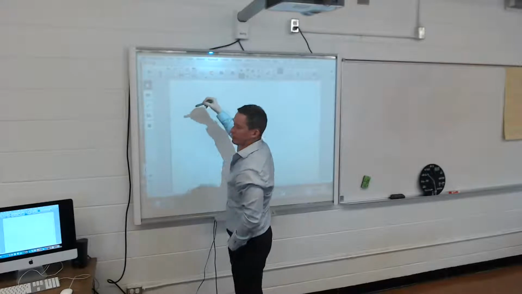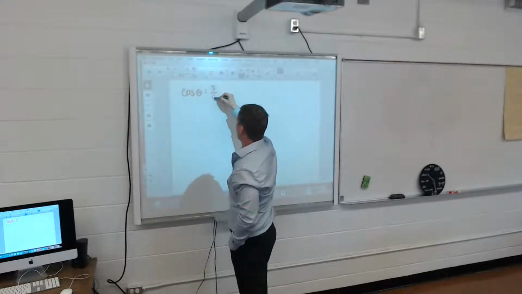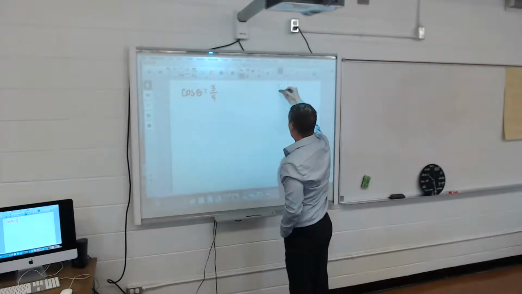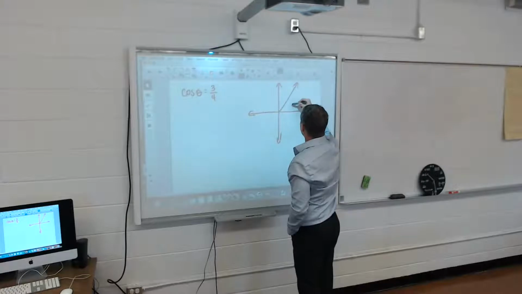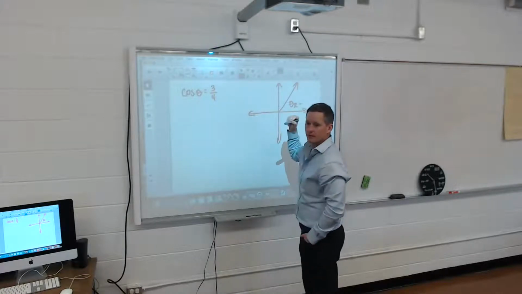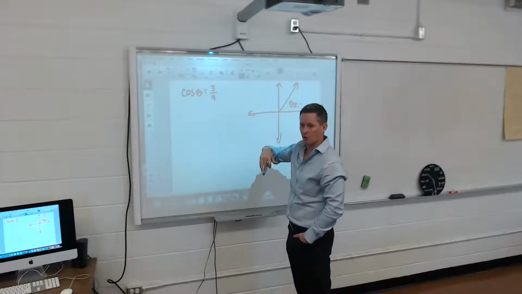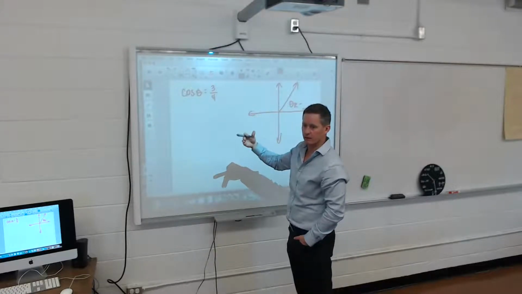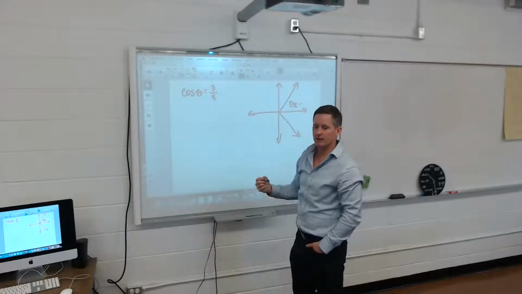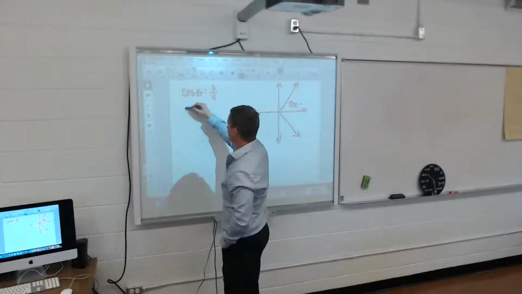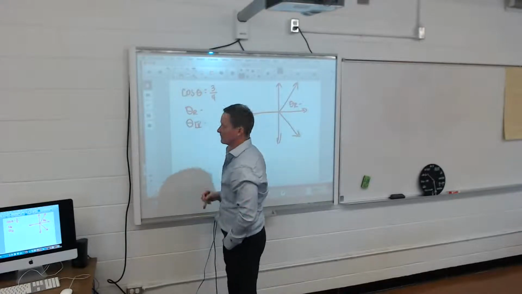No. So if it was cos theta equals 3/4 like this, you find your reference angle, either using your calculator, in degrees or radians, whichever. Then it's positive down here, and do the same thing. So you would find the reference angle, which is in quadrant 1, and the other place that it's positive is quadrant 4.